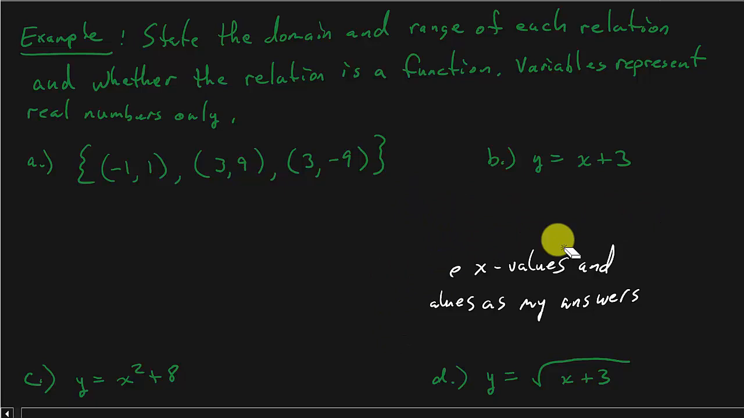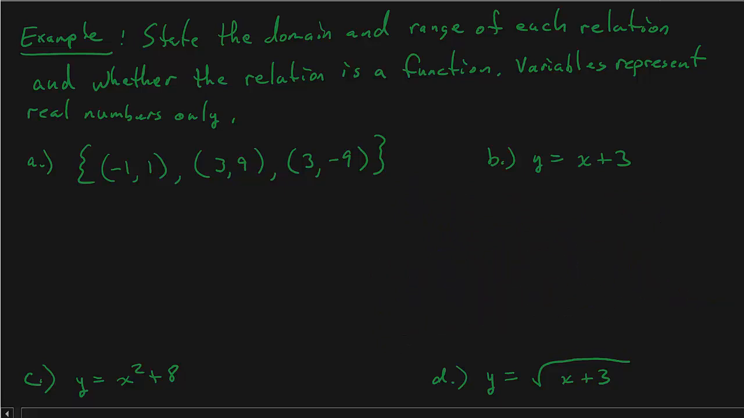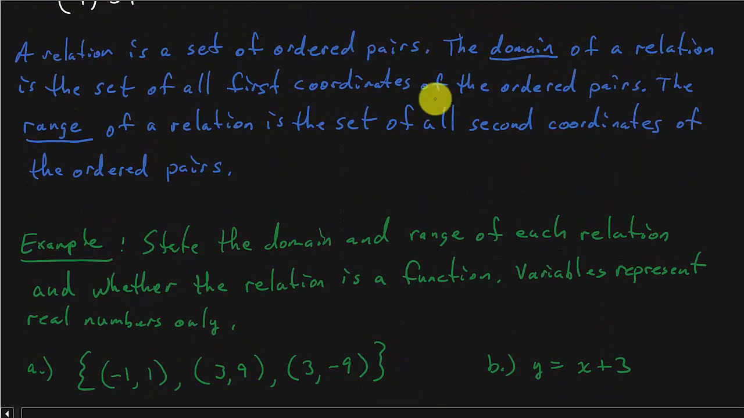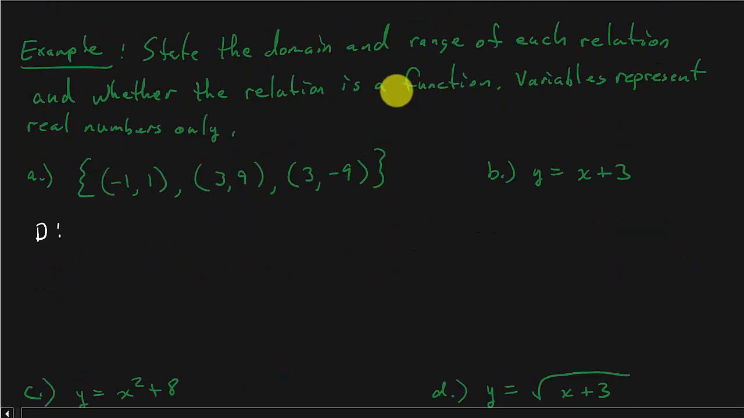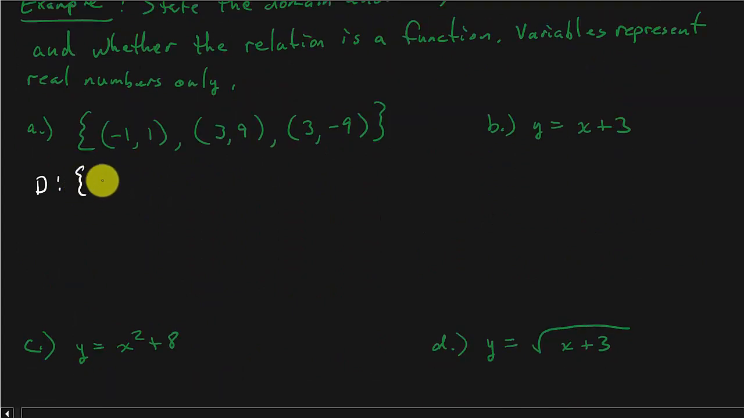All right, so let's go ahead and look at this first example. They want us to state the domain. This one is a relation, a set of ordered pairs. Just like it said up here, the domain of a relation is the set of all first coordinates. The range is the set of all second coordinates. So the domain would just be -1, 3. It's all the x coordinates. That's the domain. And see, the 3 appears twice, but we only use it once.